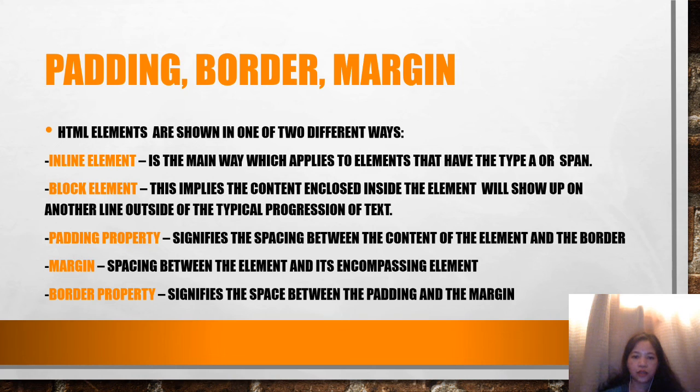The padding property signifies the spacing between the content of the element and the border. Margin is the spacing between the element and its surrounding elements. And lastly, the border property signifies the space between the padding and the margin.